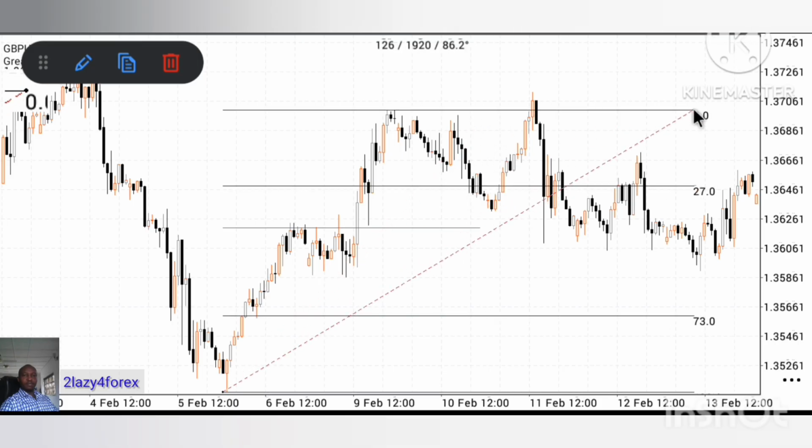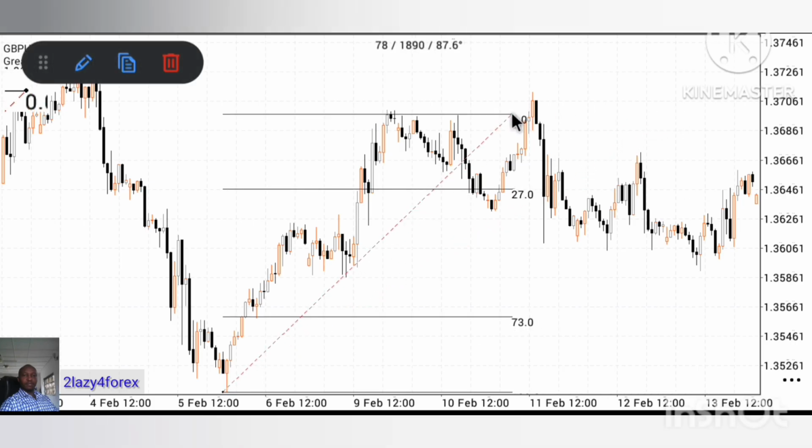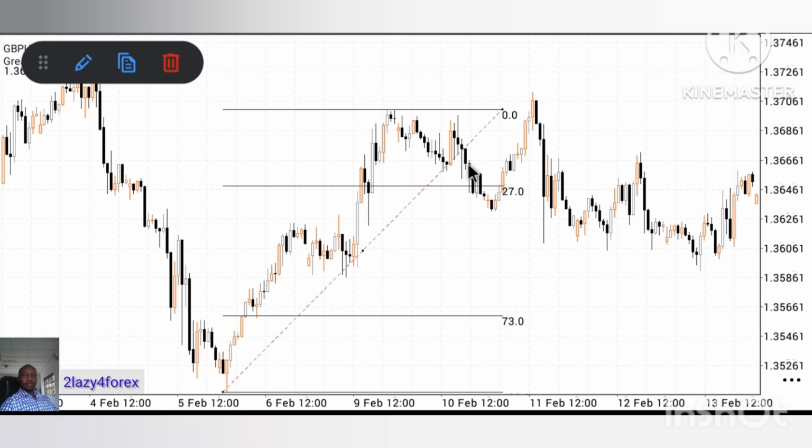But when you now pull it to here and extend it, let's remove the 50 so it doesn't get us confused. So when you now pull it here, look at what happened there. When you pull it here, that is from the start of the pullback to this spot. Look at what happened. There was a break below and a lower low.